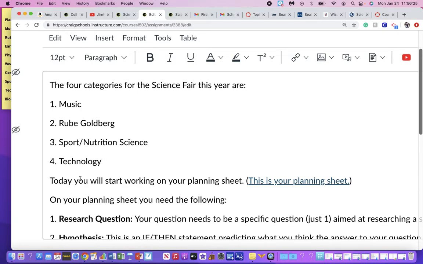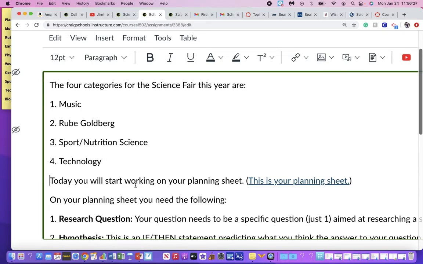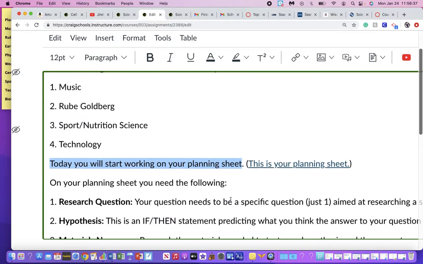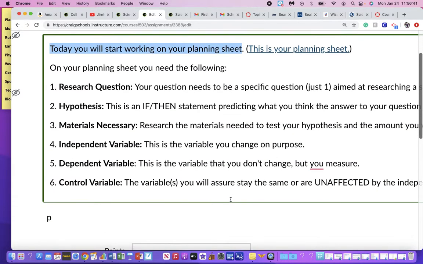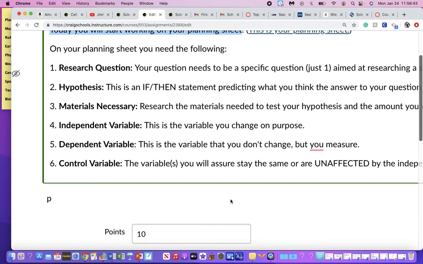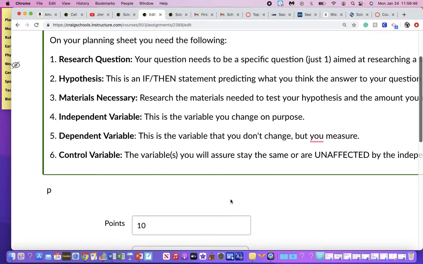And today, I'm just reading straight from this now, today you'll start working on your planning sheet, okay? And you can click here to get a digital copy, but I'll bring one up here on the screen in just a second to show you. On your planning sheet, you're going to do the following. Now, I'll put this simple for you. This is a really big assignment, okay? It doesn't mean there's a whole bunch that goes into it, but on importance level, it's really big, okay?